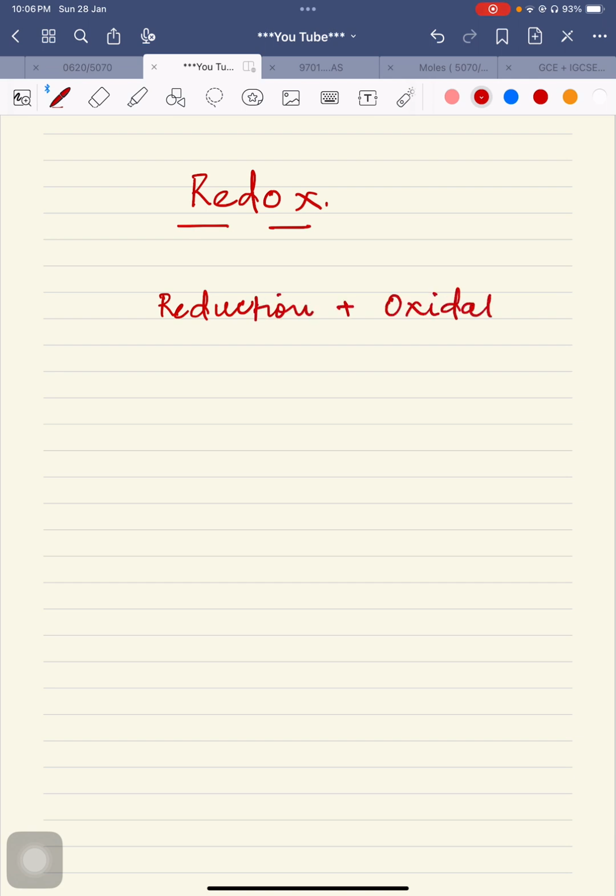These are two processes which are always opposite to each other, and they are parallel to each other as well. What is the meaning of opposite and parallel? It means that in every redox reaction, both oxidation and reduction are occurring. If one element is undergoing oxidation, the other partner must be undergoing reduction.